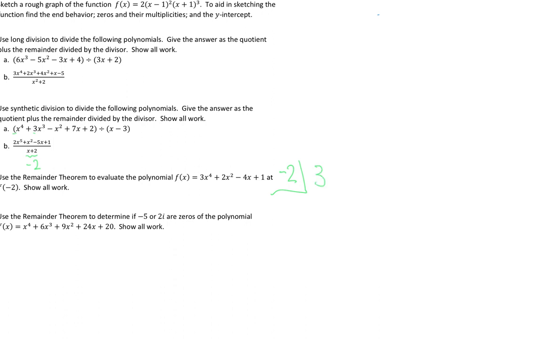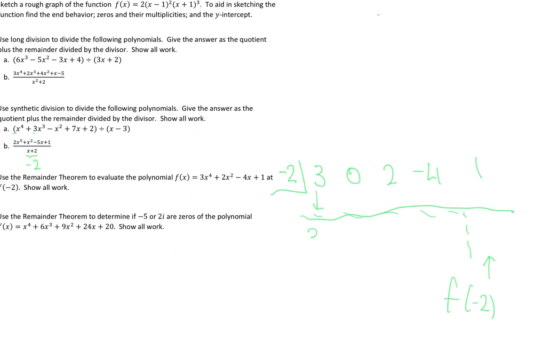3, we don't have any x to the cube, so we'll put a 0. 2 minus 4, 1. Sorry, solid line, put my dotted line. So whatever we get here is the same thing as if we would have plugged in negative 2. This can be helpful if we don't want to sit around plugging in really ugly numbers. We can do synthetic division, and whatever we get out here is what we would have got if we plugged it in.